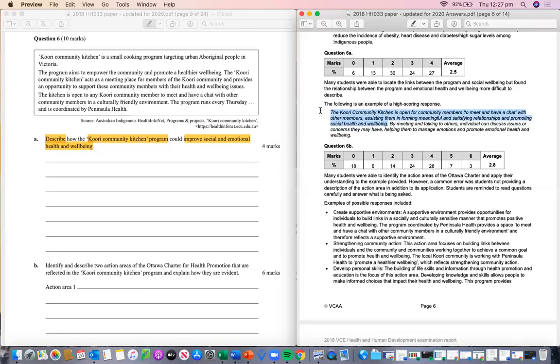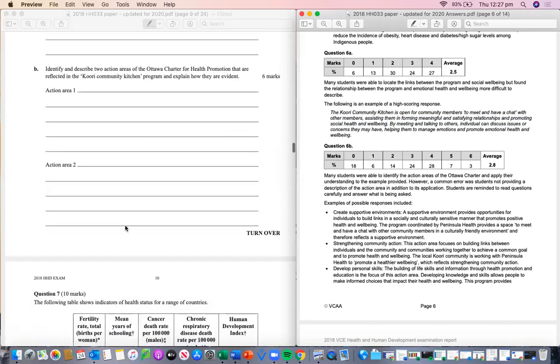All right, so you can see here how it links to get your 4 marks. Fairly simple, because it's not asking you to look at a difference between the 2. It's asking you to look at how it can improve social and emotional health and wellbeing. You can make this as a statement for both. So again, using the information, that's how you can utilize it.